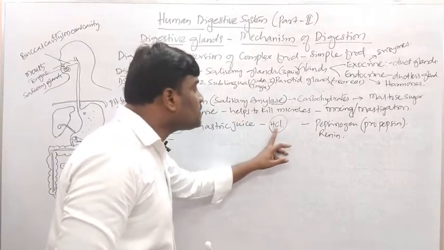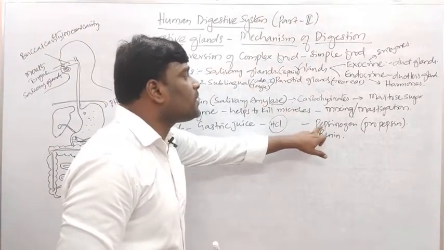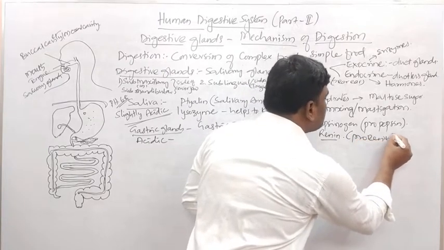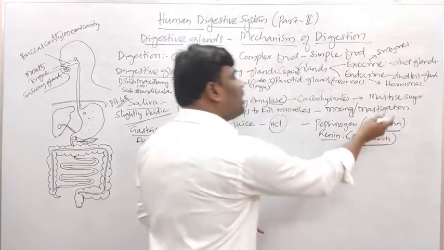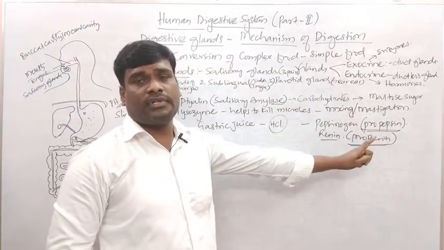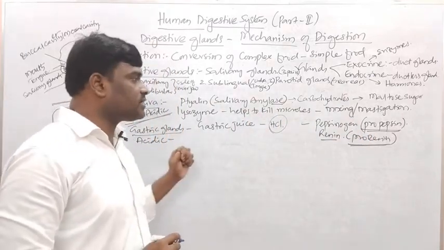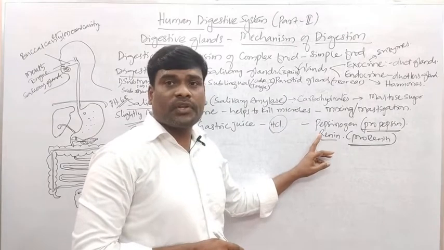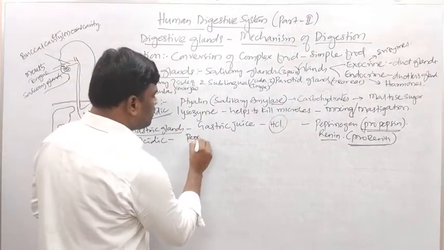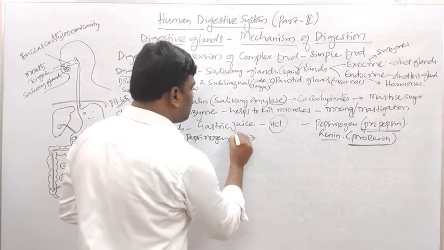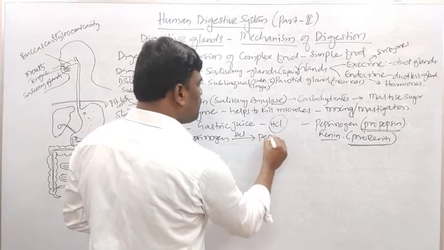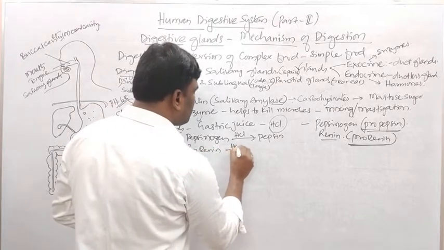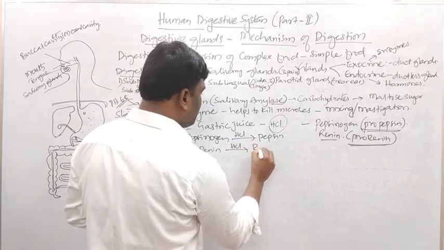And because of the presence of hydrochloric acid, children, actually this pepsinogen or propepsin, and this prorenin, these pro-renin as well as pro-pepsin are inactive, children. They are inactive secretions of gastric glands. They get activated when they mix with the hydrochloric acid. So this pepsinogen, with the action of hydrochloric acid, becomes pepsin. In the same way, prorenin, in the presence of hydrochloric acid, children, becomes renin.